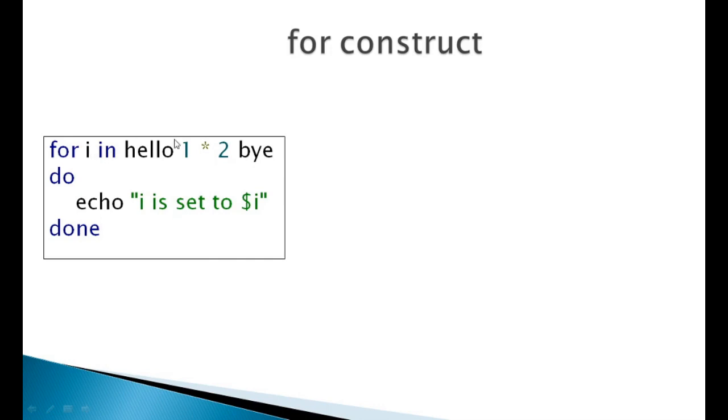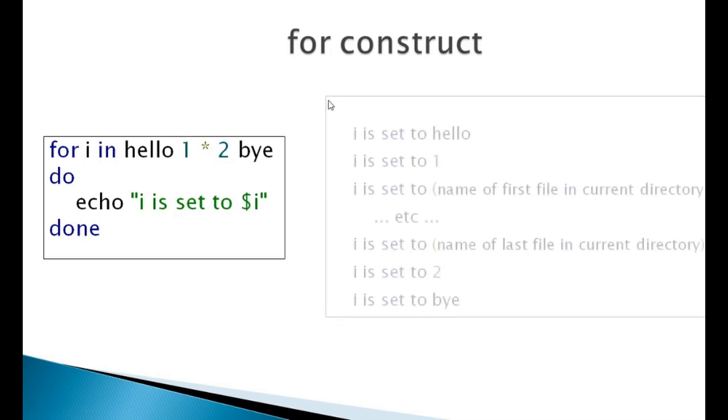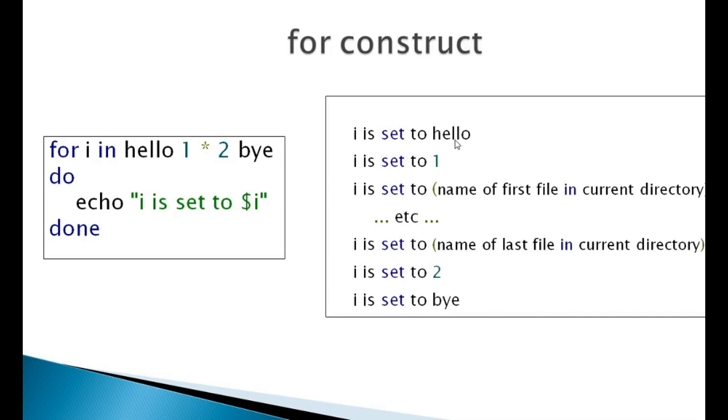Then i will take the value star, but since the star is the wildcard character, here it means all the files in the current directory. So all the files in the current directory will be displayed, and then i will take the value 2, then i will take the value by. So as I said, i takes the value hello, 1, and then the name of the first file in the current directory and all other files, and the name of the last file. Then i is set to 2, i is set to by.